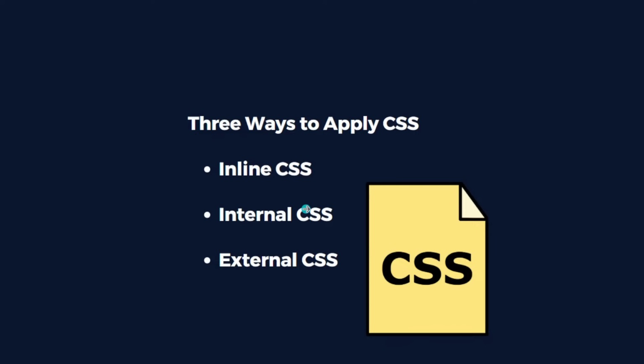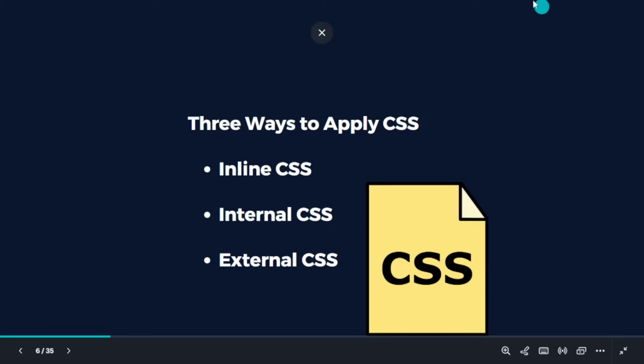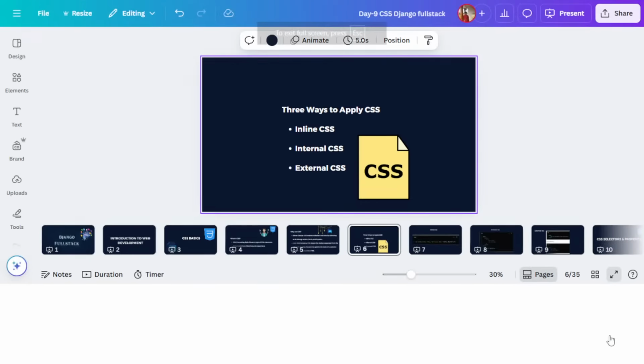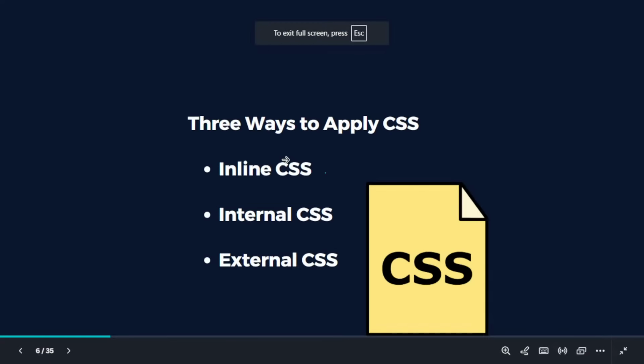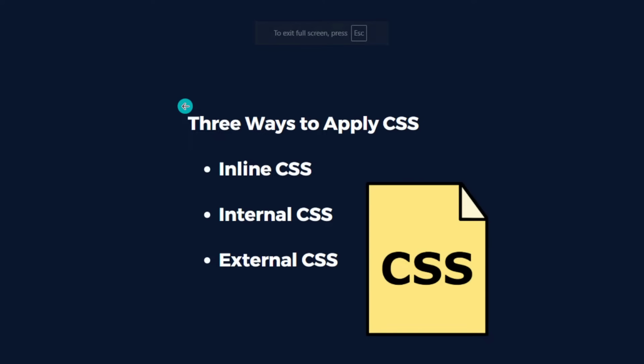And what are the types? We use CSS in HTML in three ways: inline CSS, internal CSS, and external CSS. What are the ways? Inline CSS, internal CSS, external CSS.